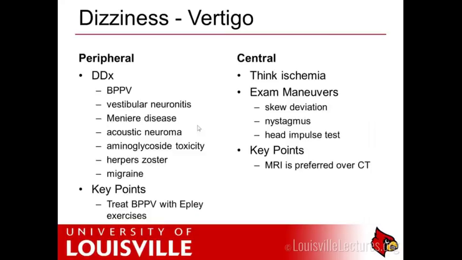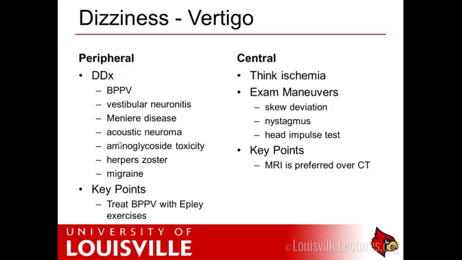So when going through the differential diagnosis of vertigo for peripheral, the main one we think about is BPPV. And then you also have vestibular neuronitis, Meniere's, acoustic neuromas, and some less common ones. The main thing you want to remember is Epley exercises for those people who you think have BPPV. These are exercises that the patients can do at home. You just have to give them a handout that shows them how to do these.